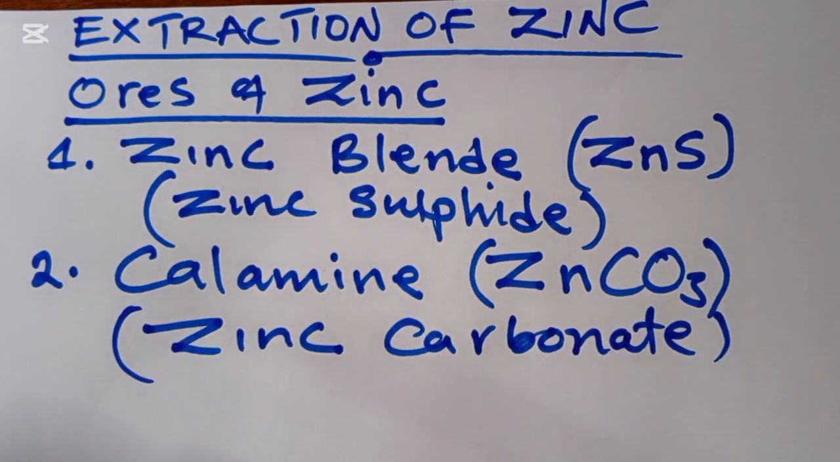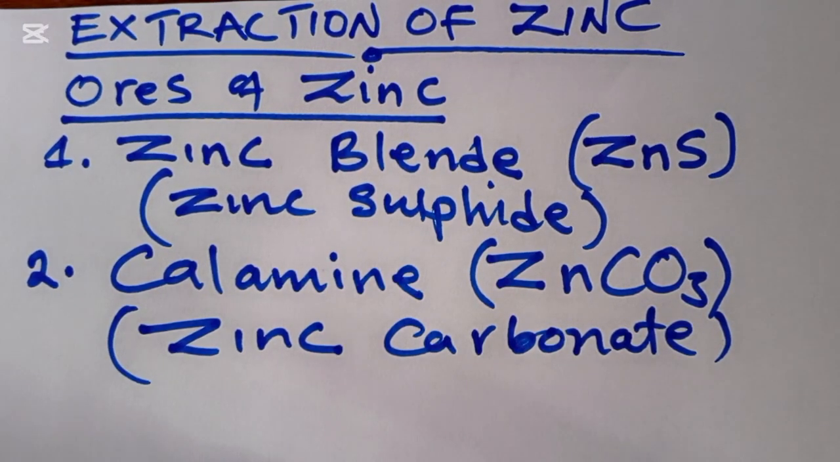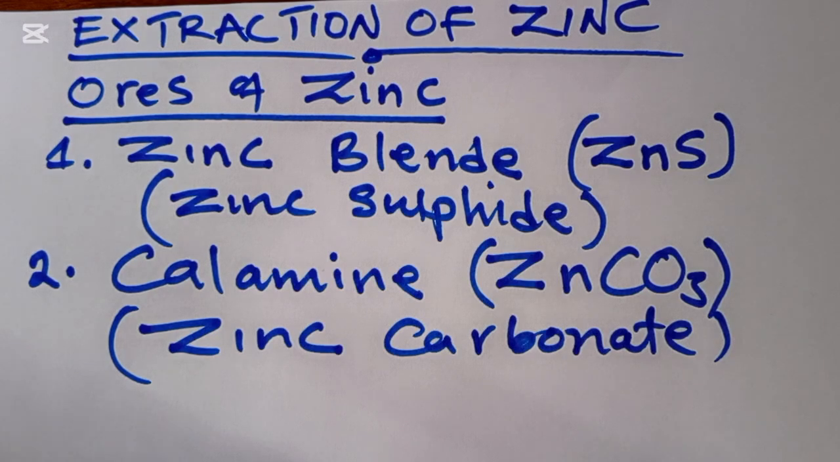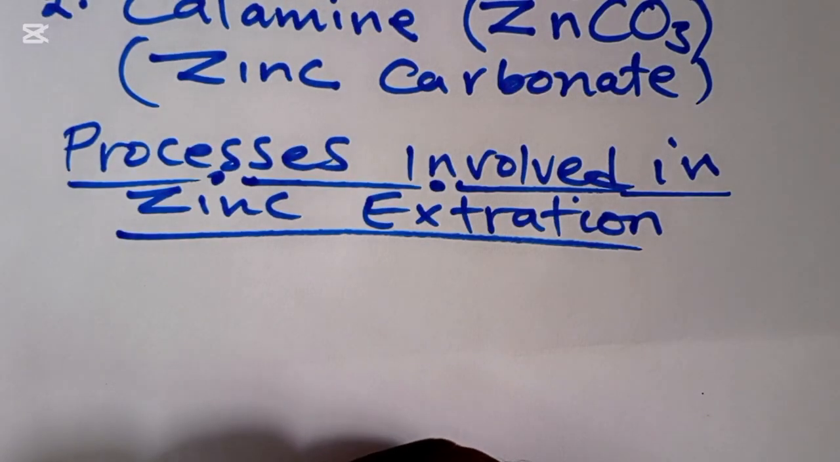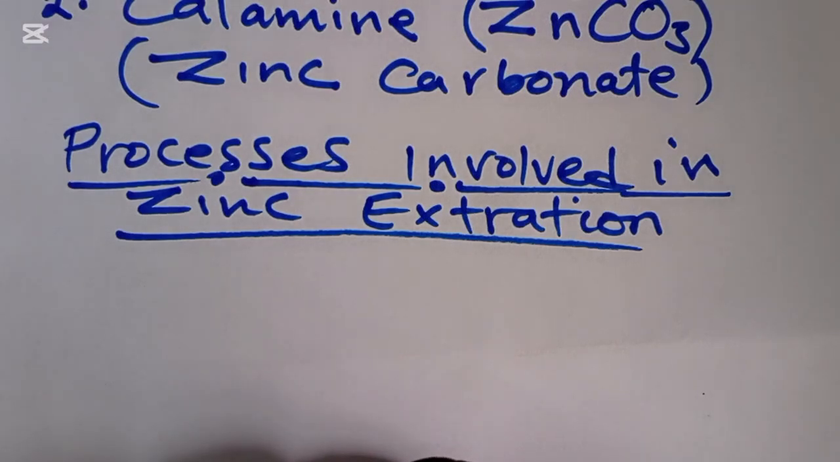So these are the two ores of zinc. We have zinc blende, which is zinc sulfide, and we have calamine, which is zinc carbonate. Now the processes that are involved in zinc extraction. Number one process is concentration, by using froth flotation. The purpose of this process is simply to remove impurities, which is sand. So that is the first process, concentration.